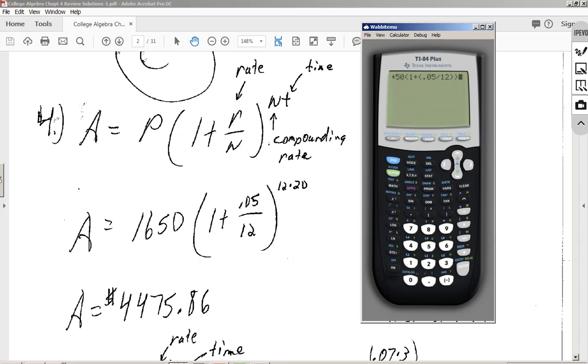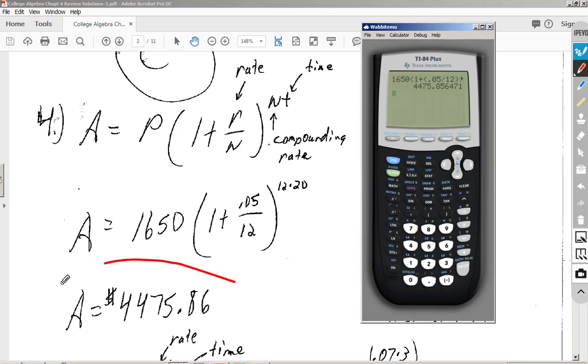And then I'm going to take that all to the, so hit your power key. So then we've got 12 times 20. Once I'm done, hit enter. And it looks like my answer does come out to be $4,475.86. So that would be your answer. So your answer comes out to be $4,475.86.